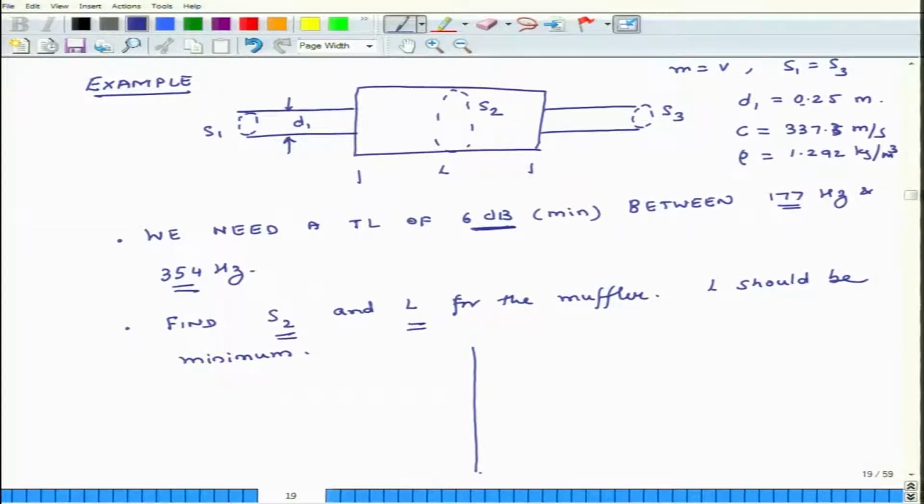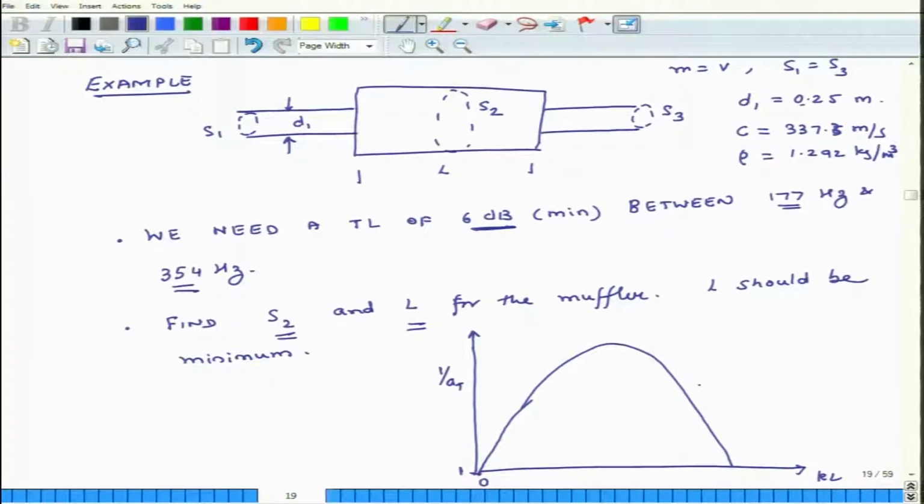Now, in the last class I had shown that if I plot on the x axis KL and on the y axis, let us say, 1 over AT, then KL, the unit of KL is in radians. When KL is 0 radians, then 1 over AT is 1, and this is the curve for 1 over AT. This is a maximum when KL equals pi by 2 radians, and then it again becomes maximum when KL equals 3 pi by 2 radians and 5 pi by 2 radians and 7 pi by 2 radians and so on and so forth.